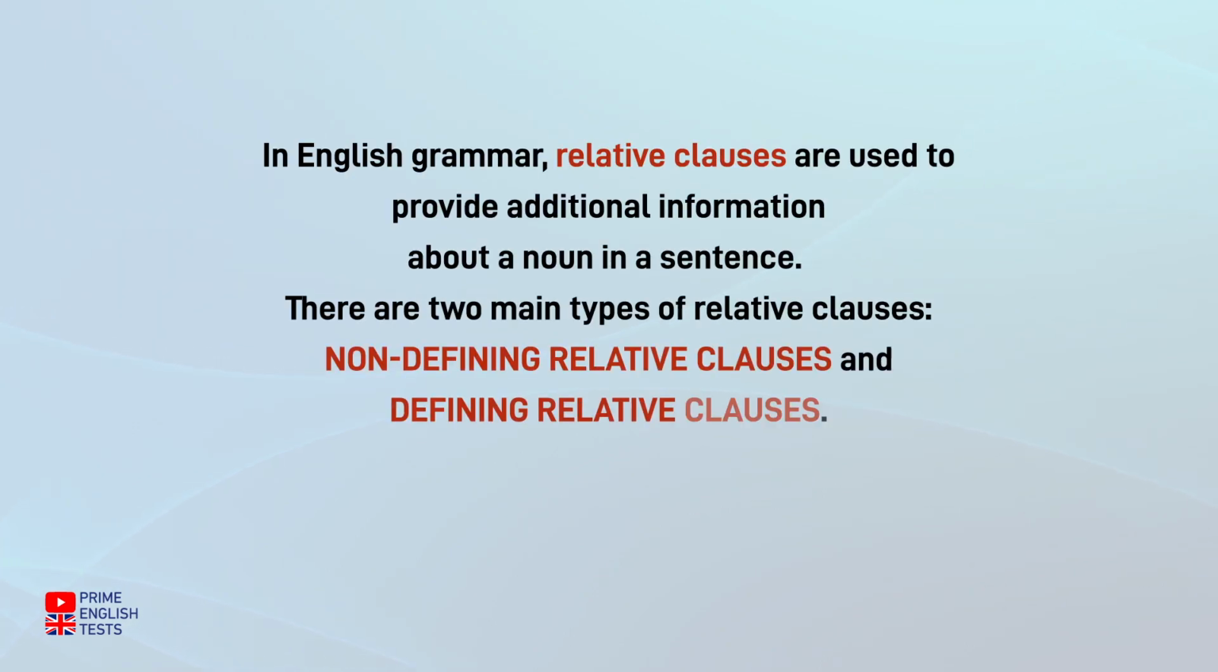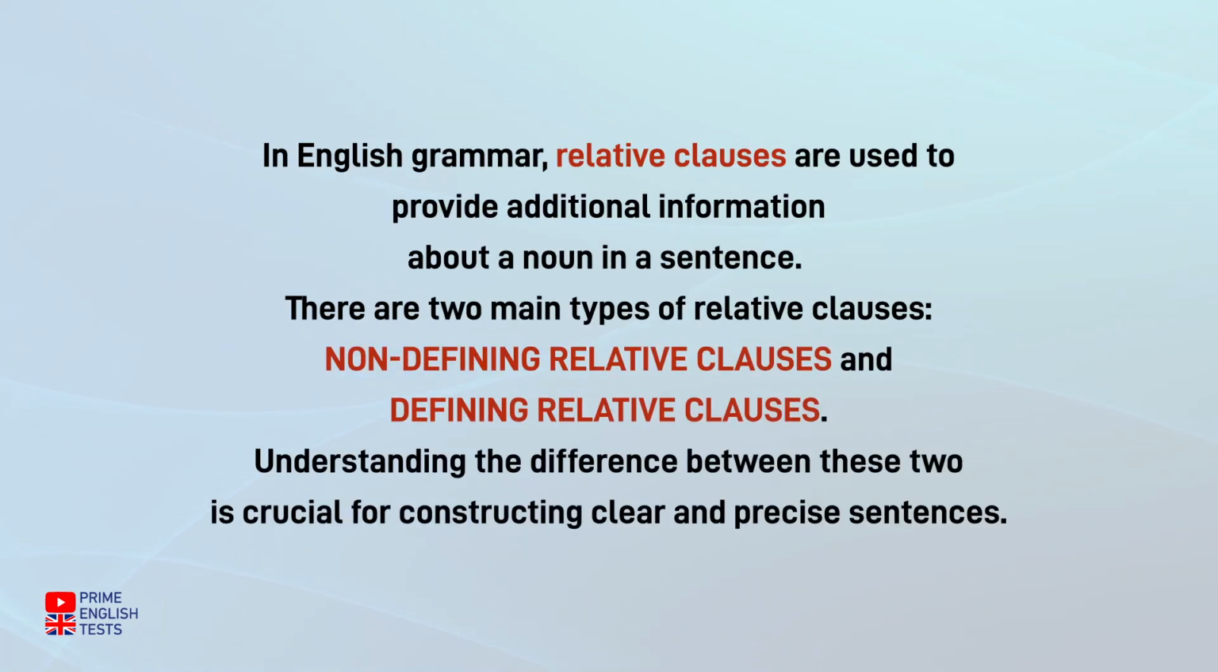In English grammar, relative clauses are used to provide additional information about a noun in a sentence. There are two main types of relative clauses: non-defining relative clauses and defining relative clauses. Understanding the difference between these two is crucial for constructing clear and precise sentences.